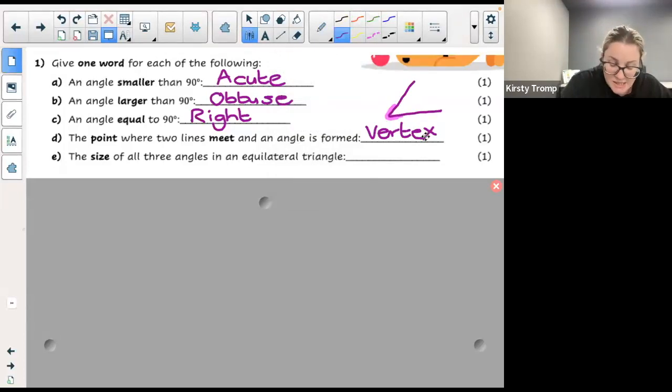And finally, what is the size of all three angles in an equilateral triangle? We practiced this on Monday night. What's the size of all three angles in an equilateral? Well done, Navlin. It's 60 degrees. Well done.